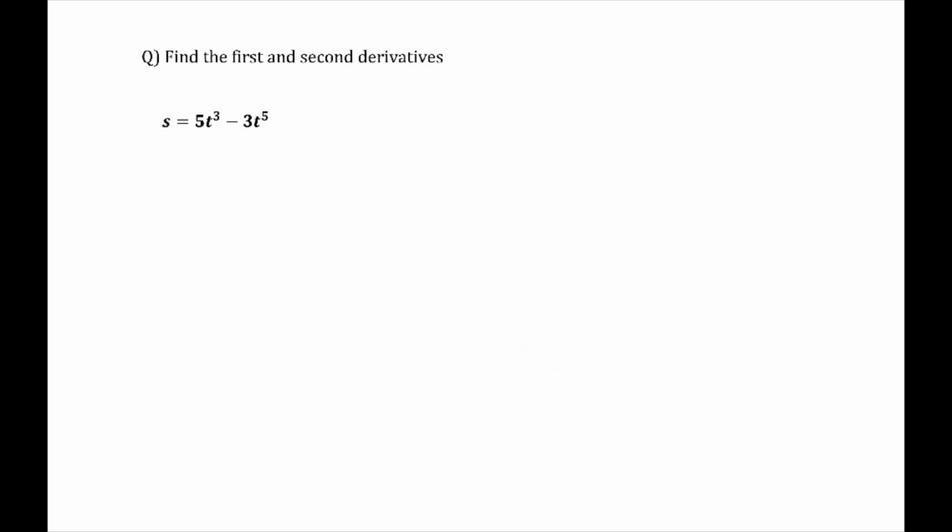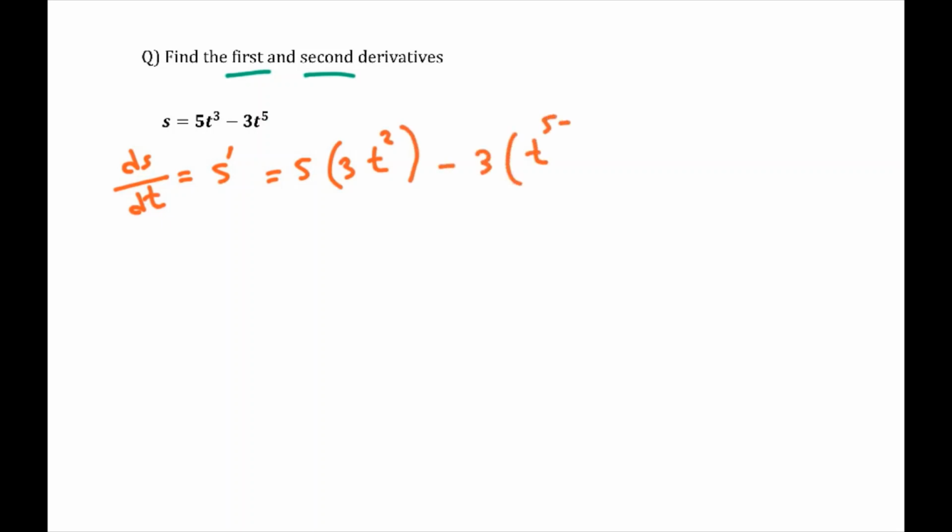Next question, we need to find the first and second derivative. So you could say s prime, or ds over dt, which is equal to 3t to the power of 3 minus 1, which is 2, minus 3t to the power of 5 minus 1, which is 4, so 15t squared minus 15t⁴. That's the first derivative.